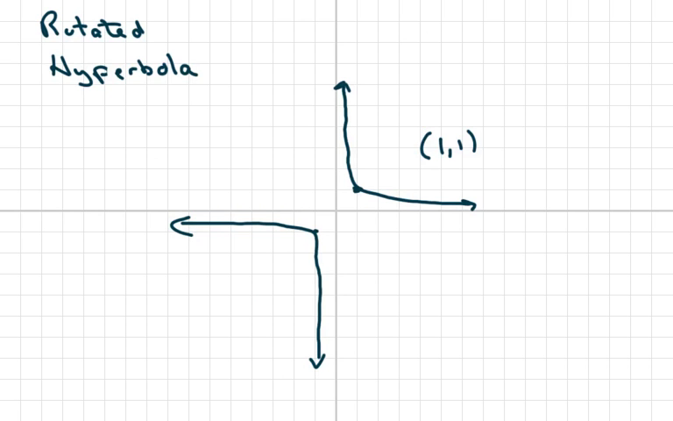Now here's your rotated hyperbola, and your tangent line is going to go through this point 1, 2, so it's about like that. Just a sketch. Okay, that's all.